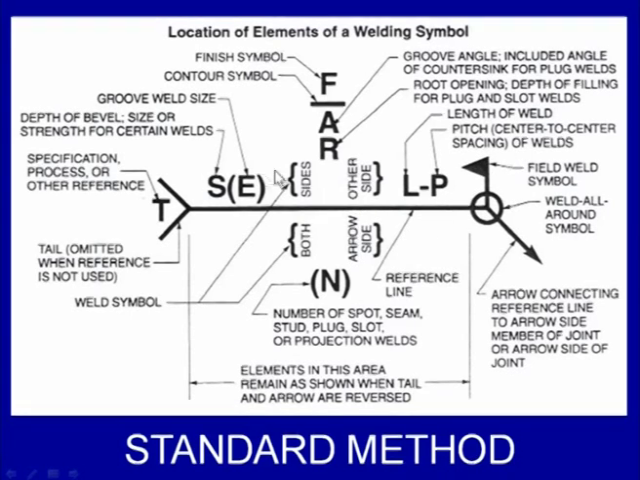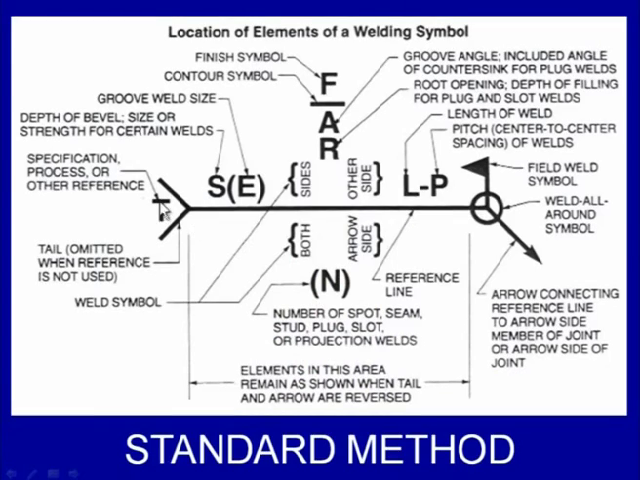And then the other information: just below the weld symbol we have the number of spots, seams, studs, etc., that are to be made. And then we have the tail, where a specification about the process and the kind of weld to be made, and some other special information regarding inspection, if required, will be provided.